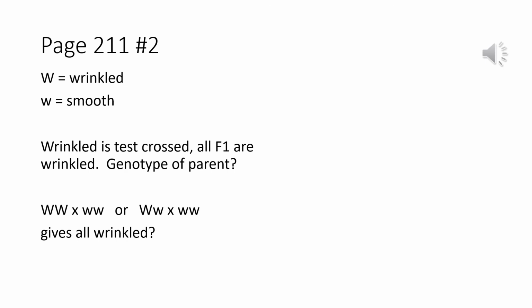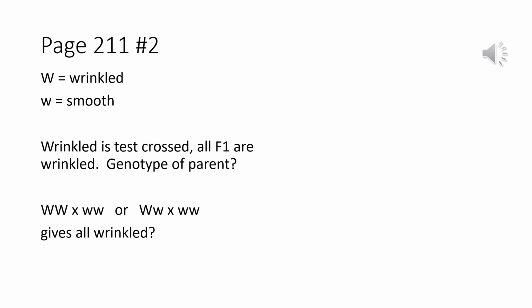Question number 2. A wrinkled seed is test crossed. The F1 generation is all wrinkled. What's the genotype of the parental wrinkled seed plant? So, we need our code again. A big W is going to be wrinkled, and a little w is going to be smooth. Try really hard to make your big W's really big and your little w's really little so you can tell them apart. Wrinkled is going to be test crossed. Remember that if you're test crossing, you're crossing it to a recessive.